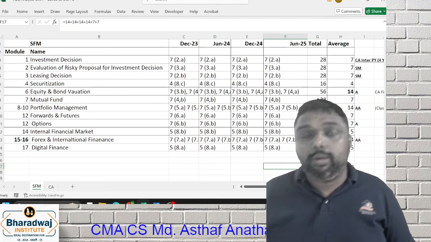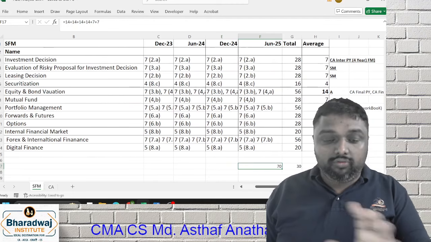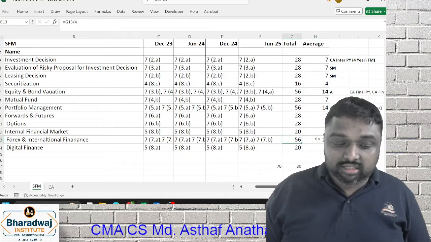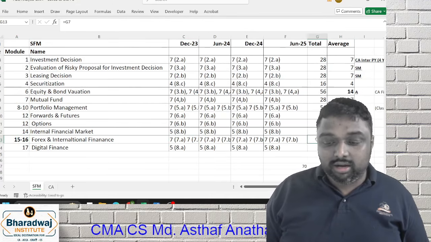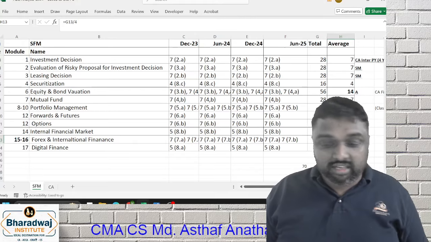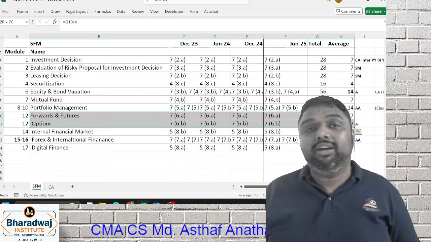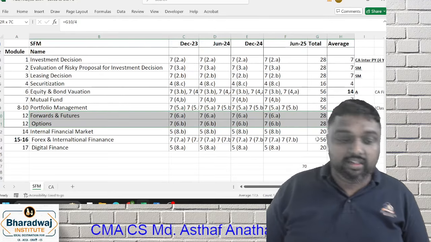We have already come up with a separate exam strategy on SFM. I will come up with it again, but let me give you an overview of what we discussed earlier. The highest weightage is Forex, 14 marks, so that will be given very good weightage in our session. Forward and options also carry 14 marks weightage, and that will be given very good weightage in our session.